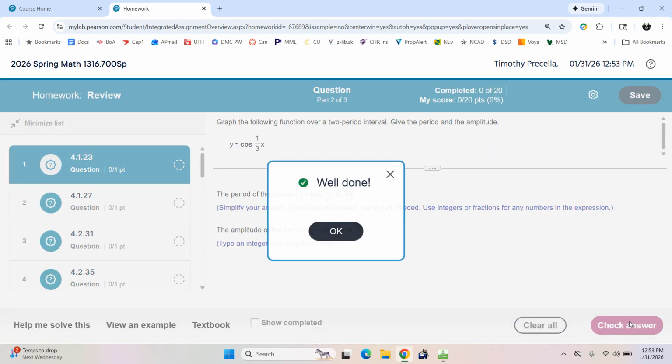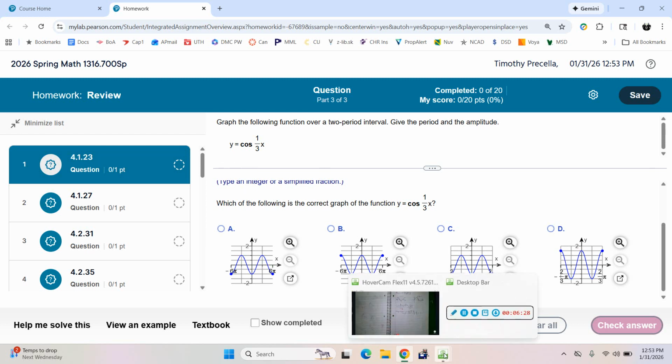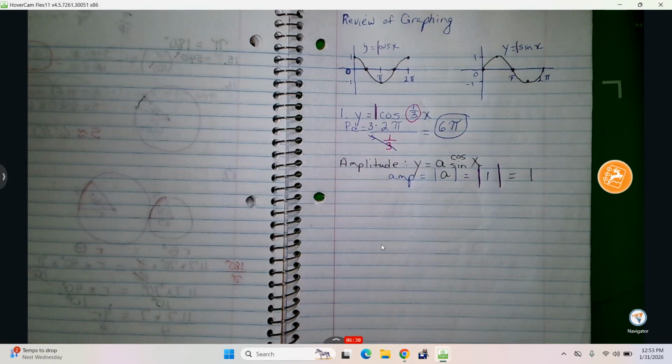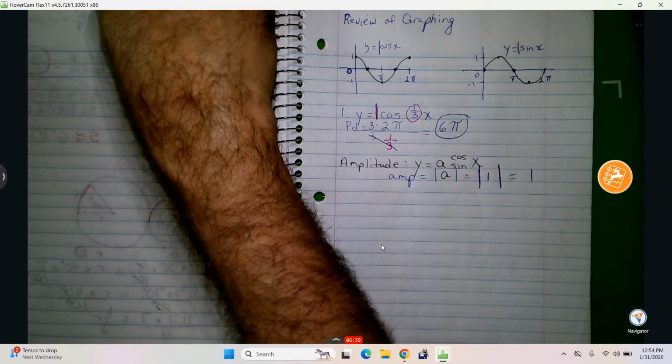Now, sine and cosine are the only trig functions that have amplitude defined, right? Because the other 4, tangent, cotangent, secant, cosecant, they keep going and going and going. And now they want us to graph this. So we're going to graph y equals cosine 1/3 x. Now realize these graphs just keep going and going. So we just need to graph enough of it so that we can figure out which graph it is, A, B, C, or D.